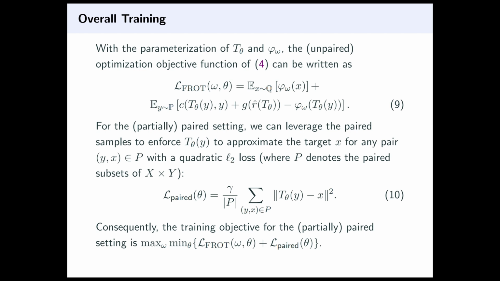Finally, with the parameterization of T theta and phi omega, the unpaired optimization objective function can be written as equation 9. And for the paired setting, we can leverage the paired samples to enforce T theta of y to approximate the target x for any pair (y, x) in P with a quadratic L2 loss.